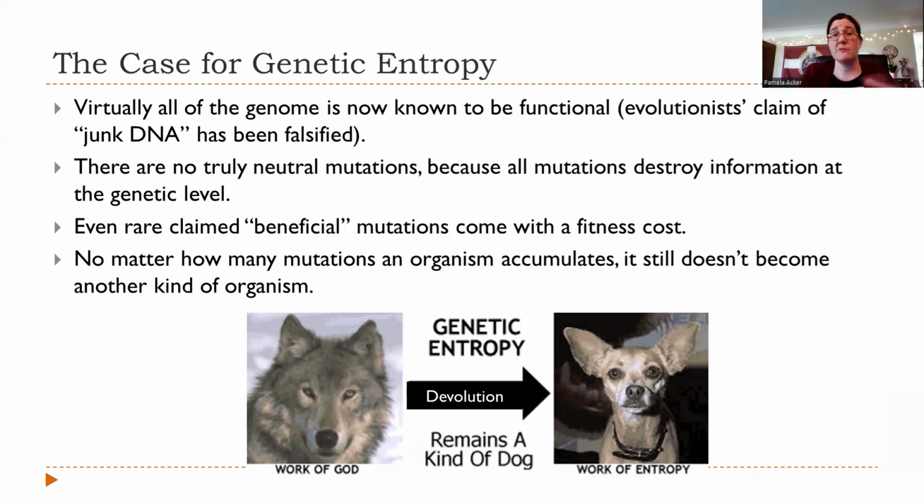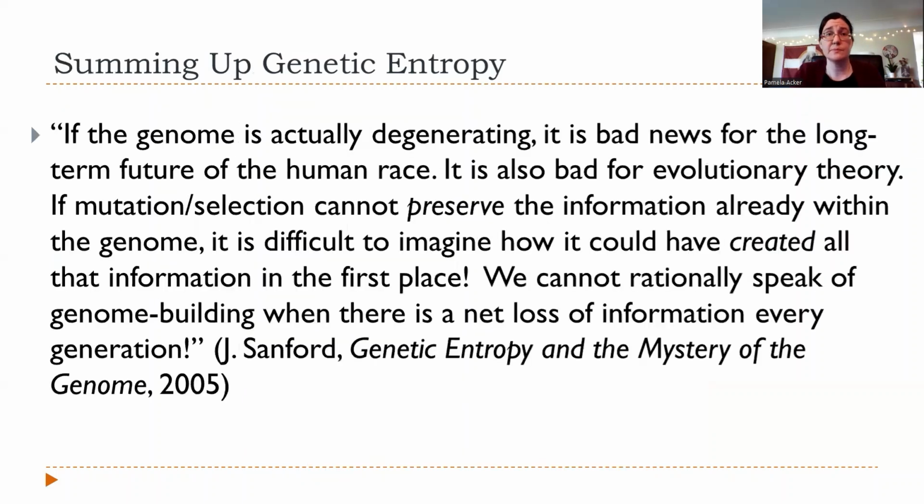Even the supposed beneficial mutations come with huge costs. And no matter how many mutations an organism accumulates, it still doesn't become another kind of organism. Okay, a snow leopard couldn't even give rise to an ocelot. That's how little genetic variation is actually possible. Okay, within the limits that we've actually observed. So to sum it up, if the genome is actually degenerating, it's bad news for the long-term future of the human race. It is also bad for evolutionary theory.